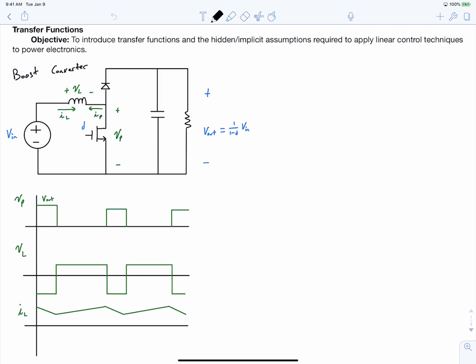What this lecture is about is setting up the framework, starting to set the stage for us to delve into linear control techniques as applied to power electronics. And in some ways, this should be a review from your previous classes, such as ECE 330 and 342. But when you apply these techniques to power electronics, it looks a bit different than you've previously experienced. So we're going to start by talking about transfer functions and the assumptions that are made when we consider transfer functions.